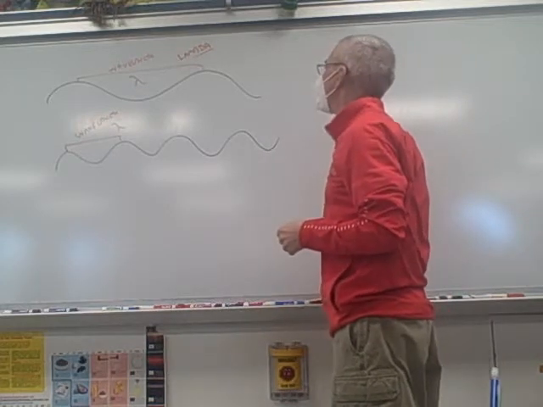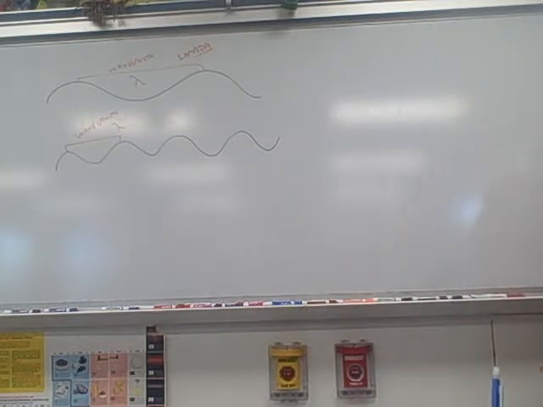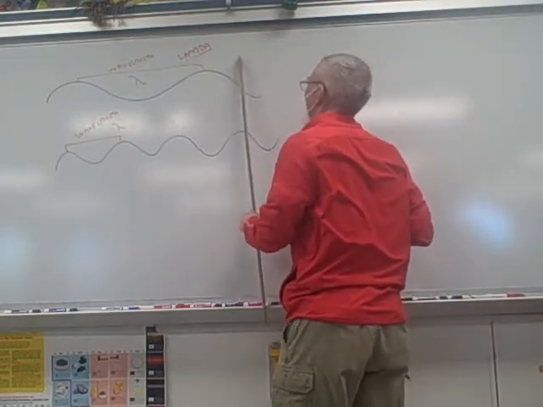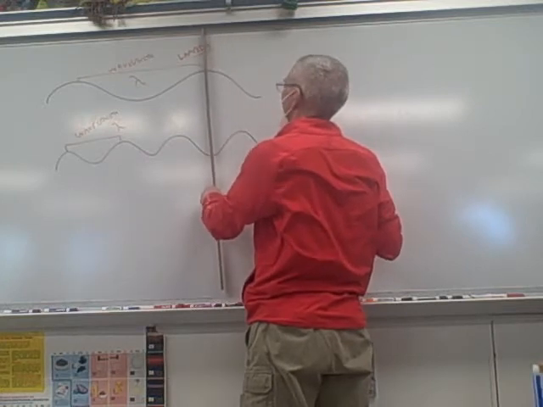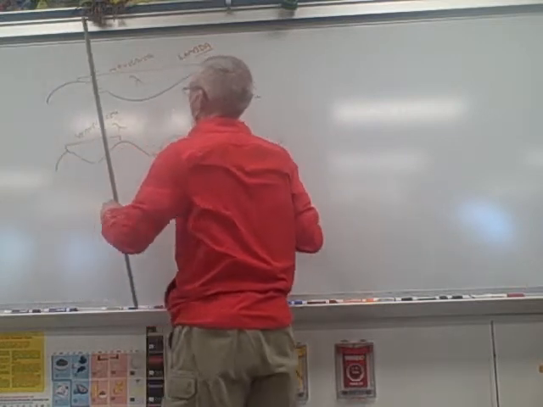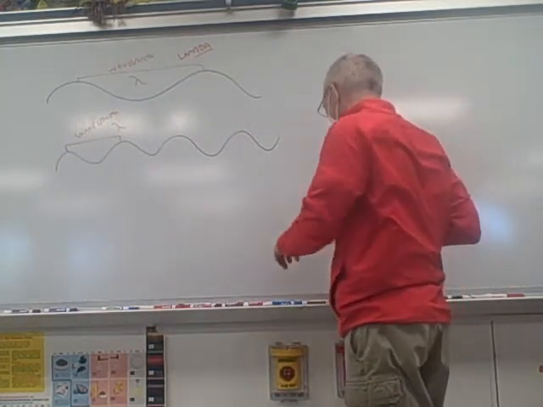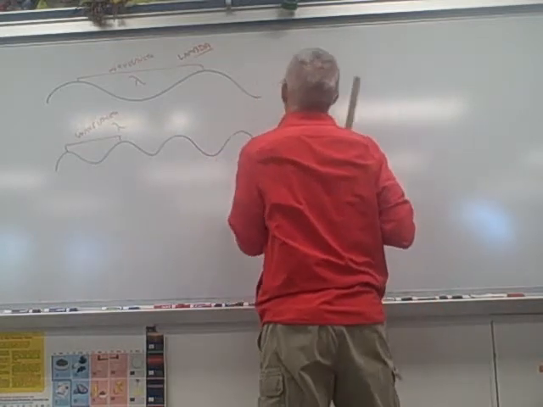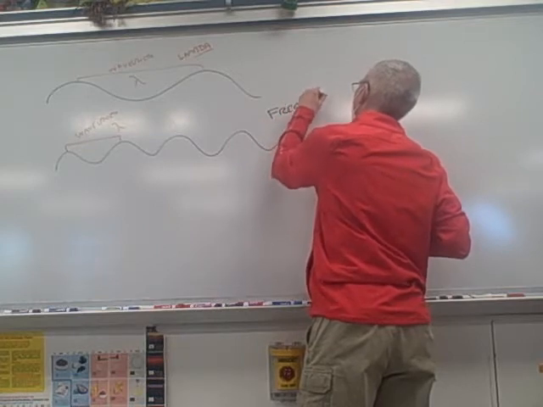Now, if we have these two waves, which of these two waves are you going to run into more often? In other words, here I've hit about one wave each, 2 on the bottom, 3 on the bottom, 4 on the bottom, and only 2 on the top. Which one are we going to hit more often? The bottom. So we're going to say that has a higher frequency.